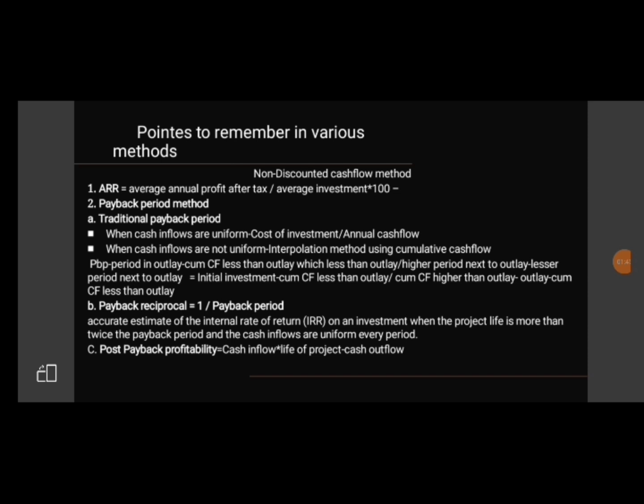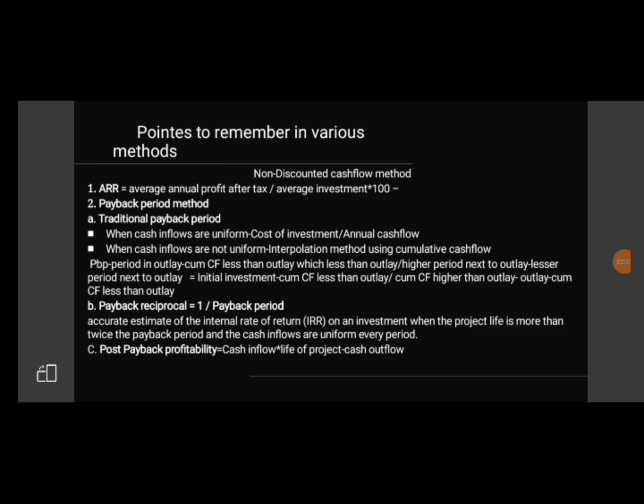Under the traditional payback period, here we see two scenarios. Under this method, when cash inflows are uniform, that means the cash inflows we are receiving are uniform for all the periods in its life, it is easy to calculate, that is cost of investment divided by annual cash flows. Whereas when cash inflows are not uniform, we will calculate by interpolation method using cumulative cash flows. This will be seen in the illustration.